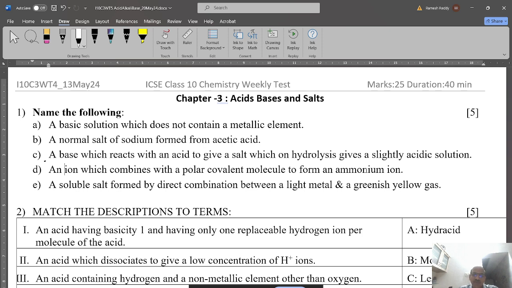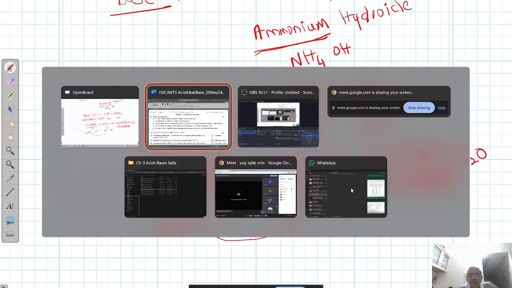Someone's audio is unmuted. Yeah, someone's audio is unmuted. Can you mute the audios?